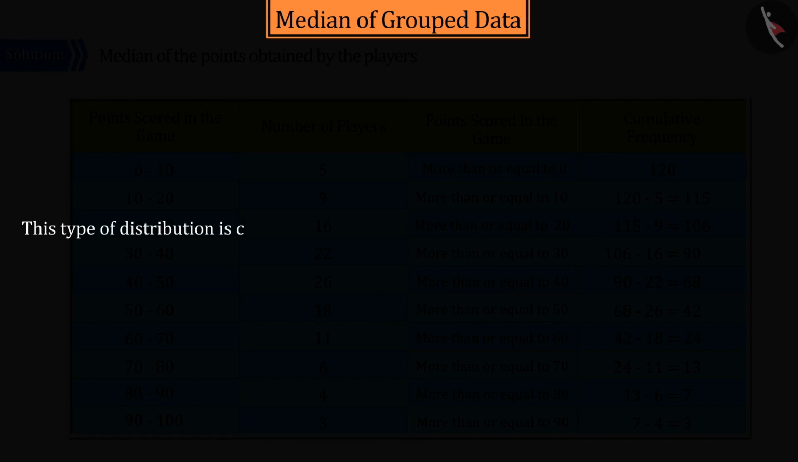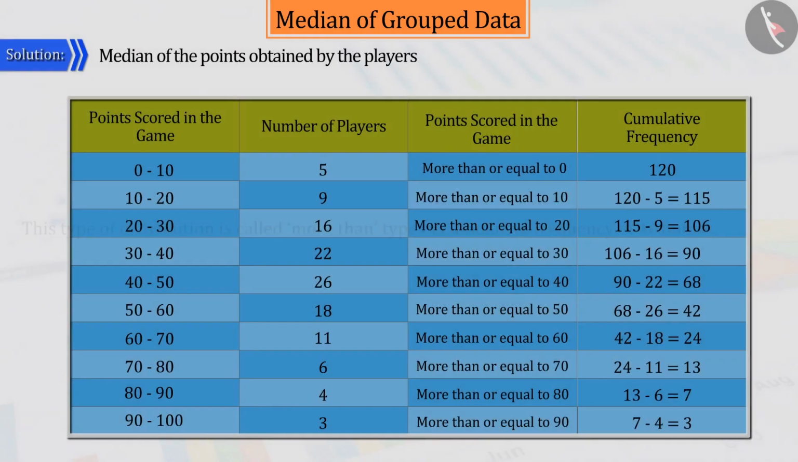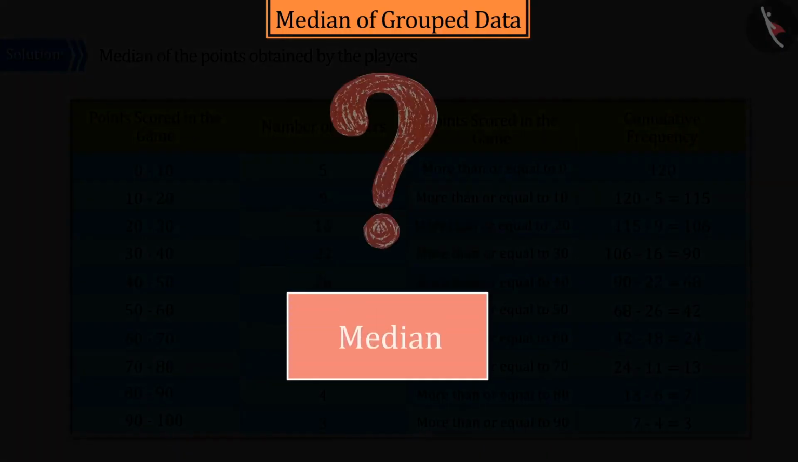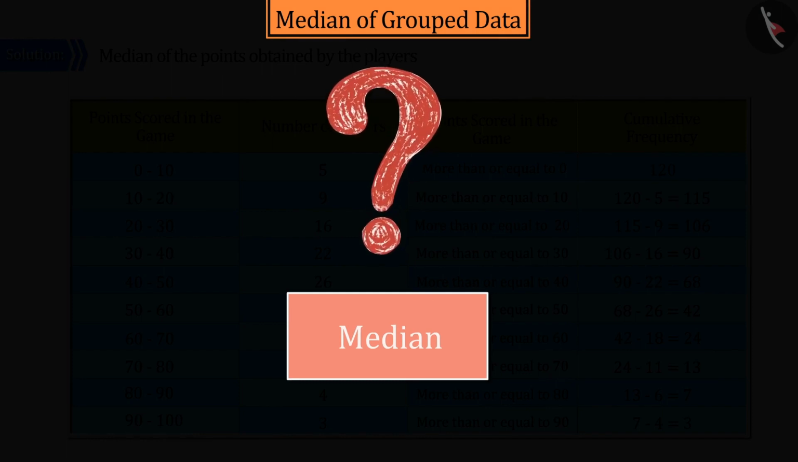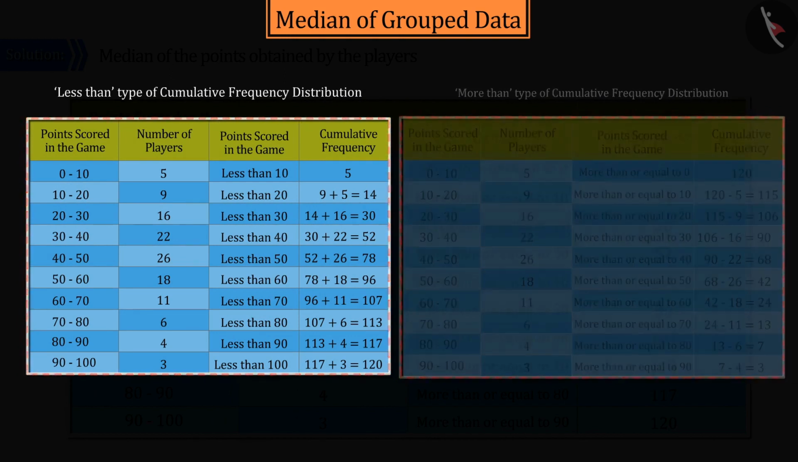This type of distribution is known as the cumulative frequency distribution of the more than type. Since we have to find the median of the given data, so can you tell what we need to do for this? Absolutely correct. Use either of the above cumulative frequency distributions to find the median.